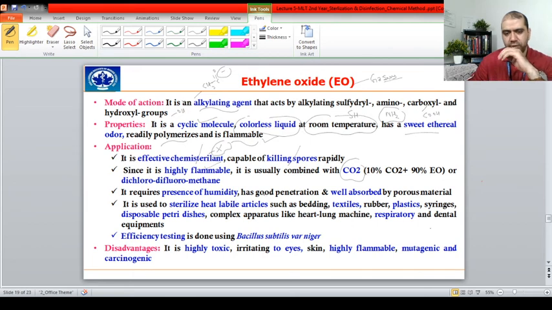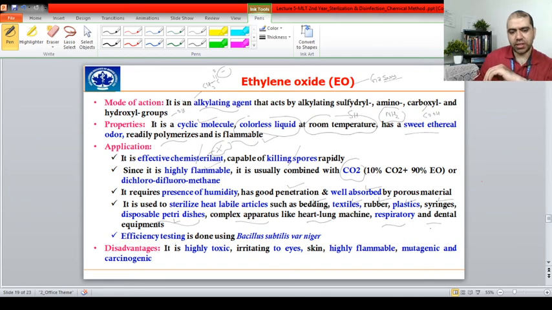You have to provide free air to it, and it has good penetration. It can be well absorbed by porous materials. So it's used to sterilize heat labile materials, which are materials you cannot sterilize at high heat. You can use it on beddings, textiles, rubber parts, plastics, the syringes used in hospitals, disposable petri dishes which are made of plastic, and complex apparatuses like heart-lung machines, respiratory and dental equipment. You can sterilize them by using ethylene oxide.